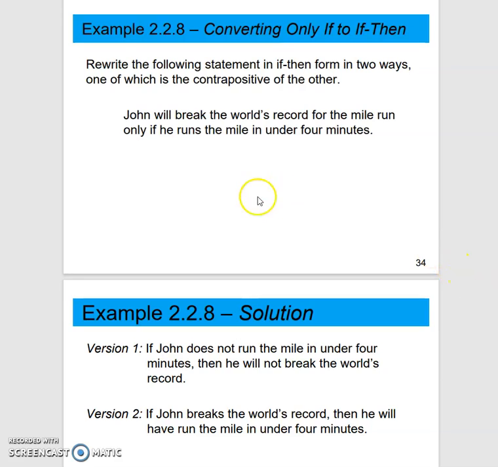I try not to give you an only if statement. You'll see a few in this homework just to help you get practice with it. But after that, we're not really going to see that only if because it is a little confusing.